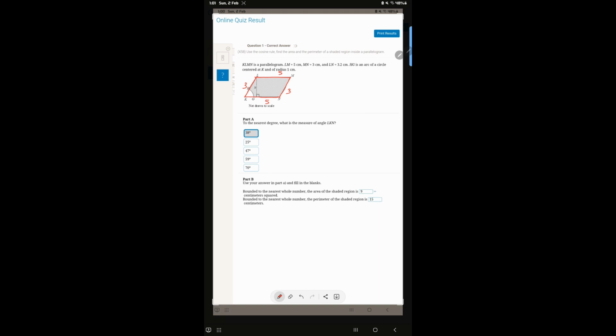They tell you that LN is equal to 3.2. What they want you to find is LKN here. So look at this triangle. You have three sides that are given, so you can use the cosine rule, which is b squared equals a squared plus c squared minus 2ac times cosine. Start with the side opposite to the angle here. 3.2 squared is equal to 5 squared plus 3 squared minus 2 times 5 times 3 times cosine.